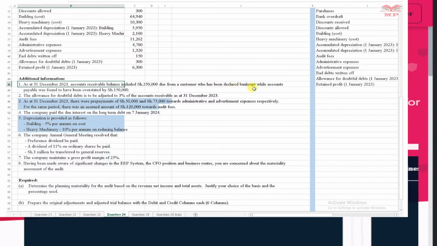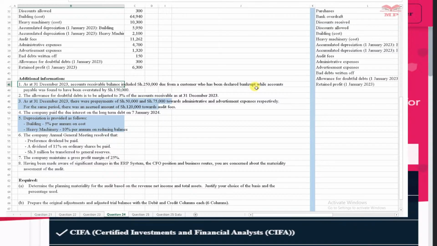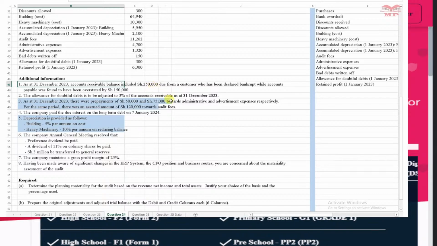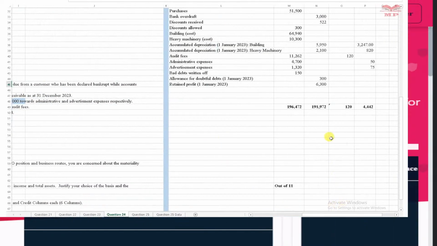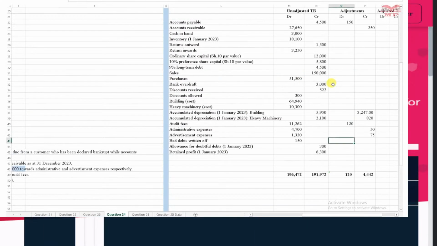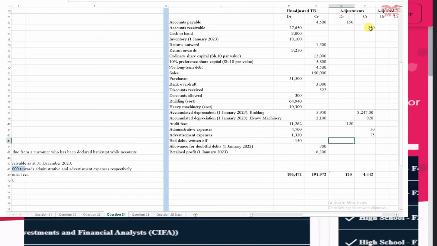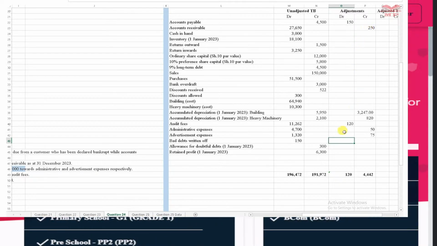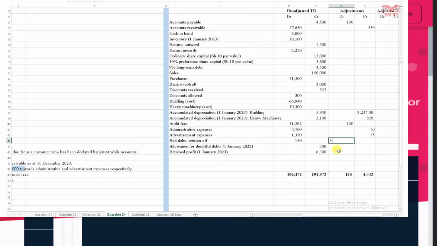So what do we do there? We can then consider bad debts written off and put the 250. Initially it was declared bankrupt, so bad debts written off. We've written off that one. This was initially put as accounts receivable, so now it's going to be bad debts written off right over here as 250. So we link it with this one there.